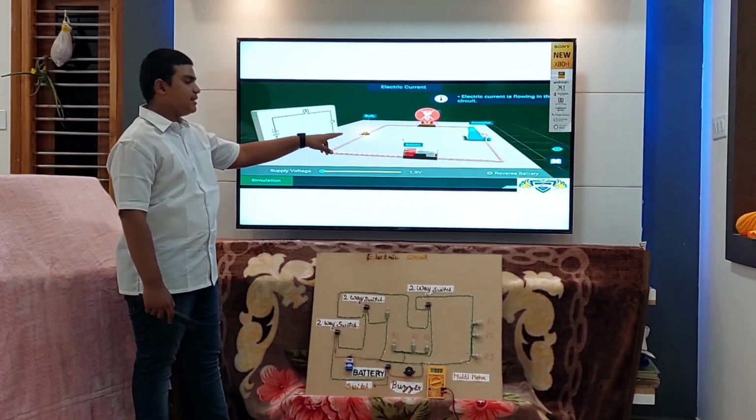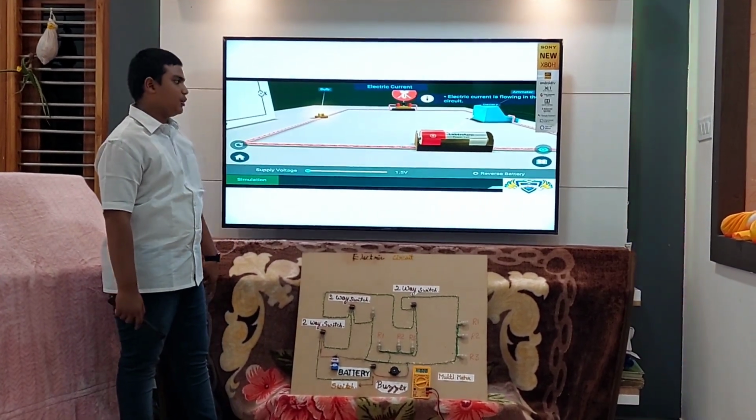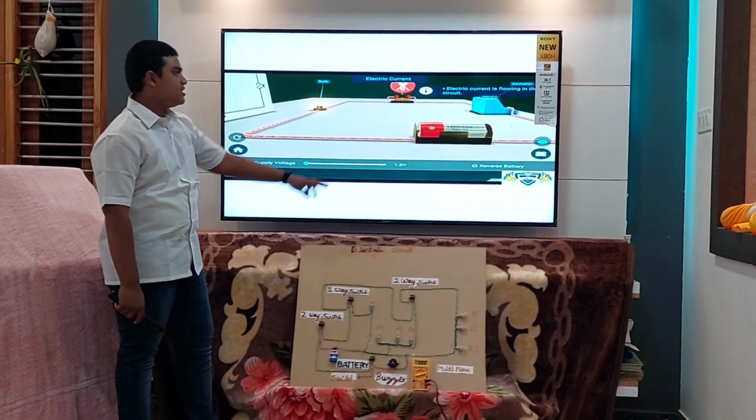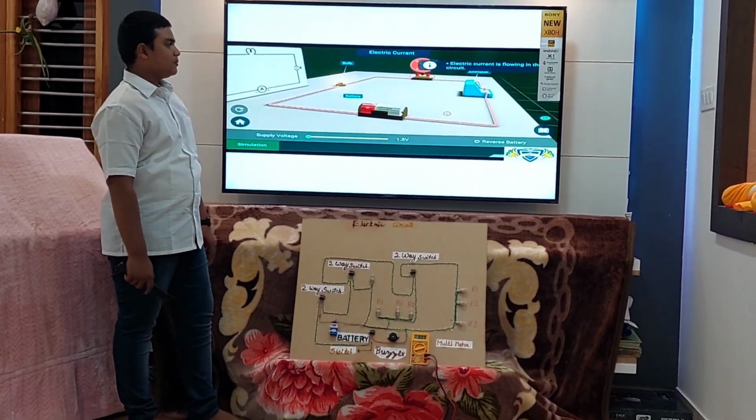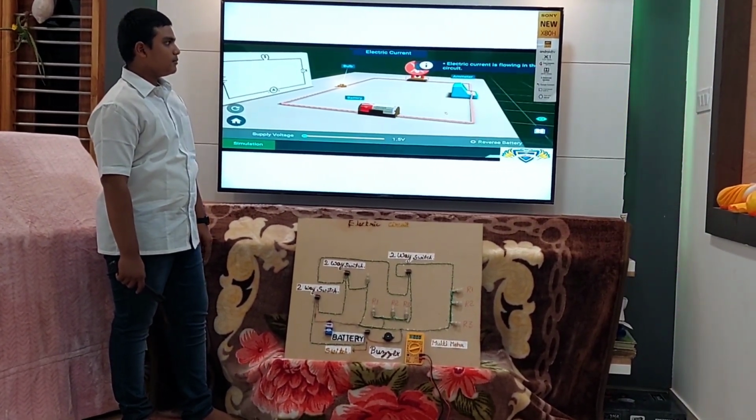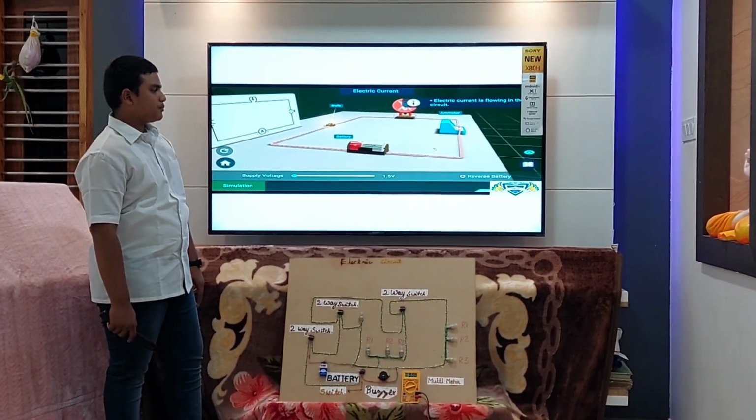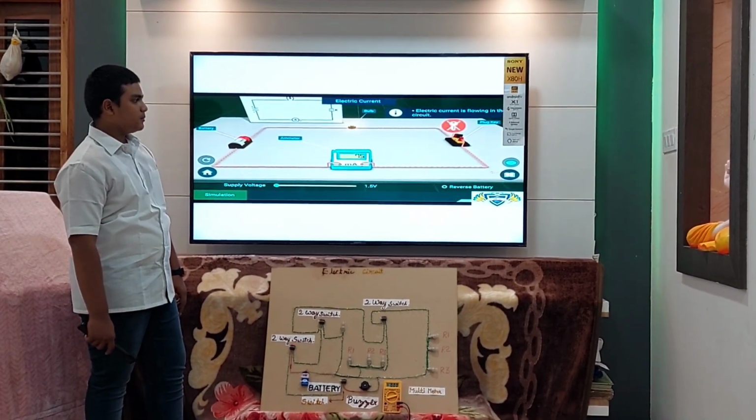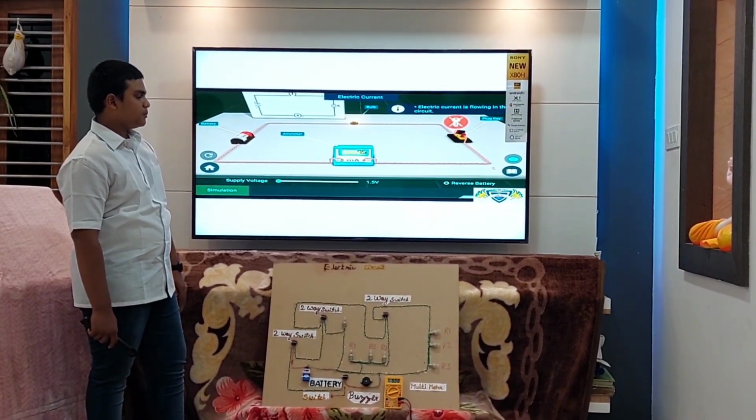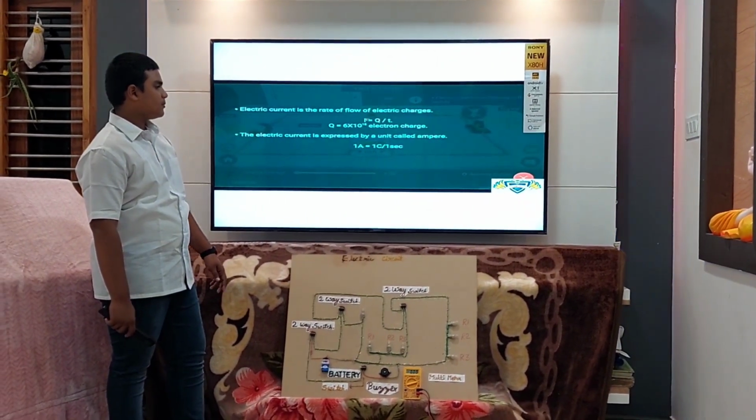So we recognize that electric current is flowing through the circuit. Electric current is considered to be the flow of positive charges. The direction of flow of positive charges was taken to be the direction of electric current, which is opposite to the direction of the flow of electrons. If a net charge Q flows across any cross-section of a conductor in time t, then the current I through the cross-section is I equals Q by t.